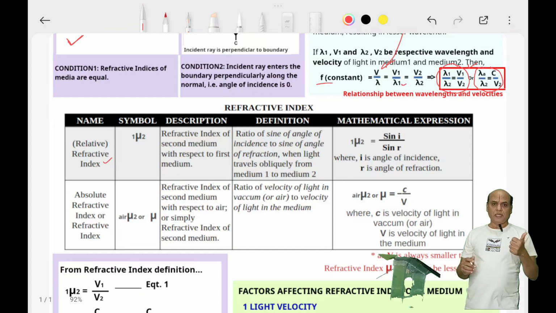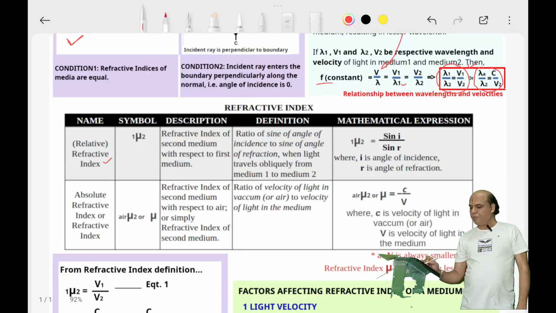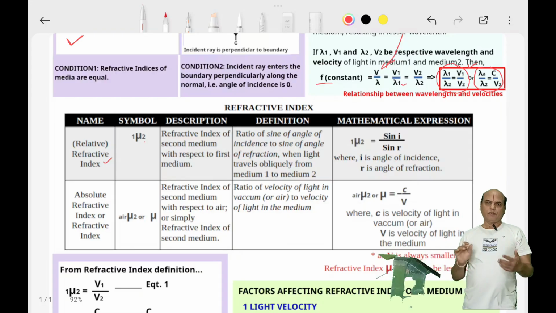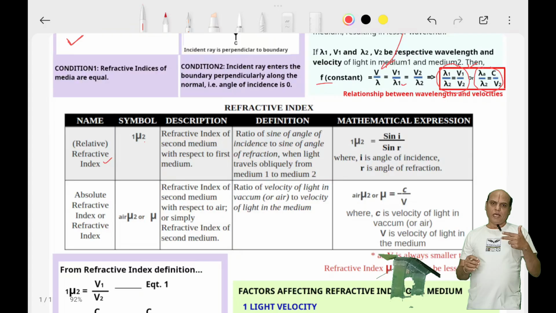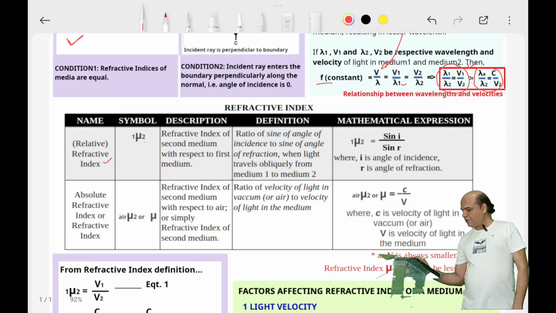The refractive index definition is derived from Snell's second law and is denoted by mu 1 2. When I write it as mu 1 2, that means this is the refractive index of the second medium with respect to the first medium. Then how is it defined? In terms of the sine function: the ratio of sine of angle of incidence in the first medium to sine of angle of refraction in the second medium. This is how it is defined. And the mathematical expression, how is it written?